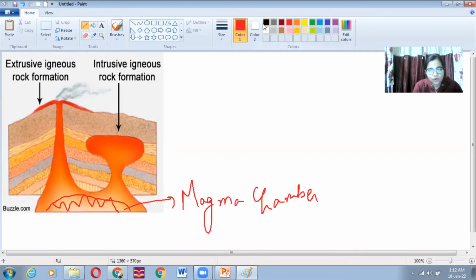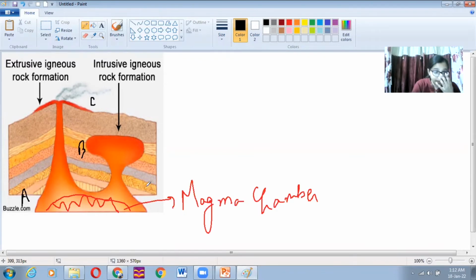ये वाला एकदम नीचे मान लेते हैं कि आपका मैग्मा चेंबर, and this point is A, this point is B, this point is C. क्या होता है, out of A, B and C, कौन सा वाला एकदम भीतर में है, very close to the earth's interior, or rather we call it a deep seated. मैं एक word use कर रही हूँ which has connection with this A वाला thing, deep seated intrusive igneous rock.